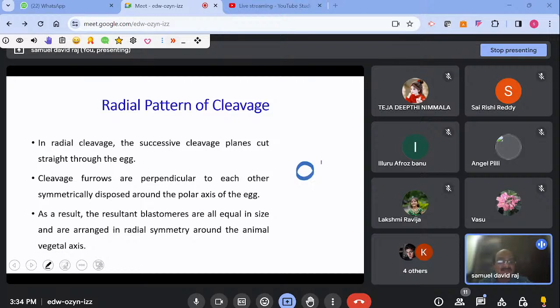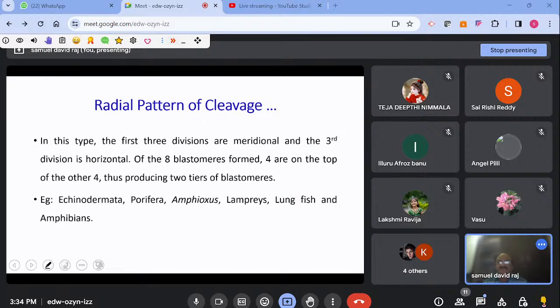Likewise, even the blastomeres that are present here, 8 are present. When you cut it in any direction, it produces two equal halves. Thus, due to the radial pattern of cleavage, it produces an embryo with radial symmetry. In this type, the first two divisions are meridional, and the third division is said to be horizontal.